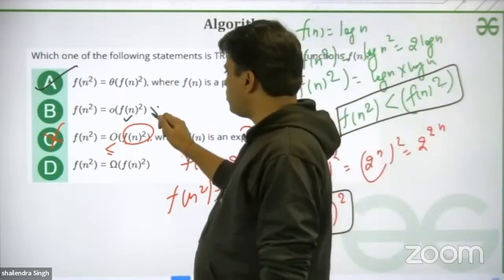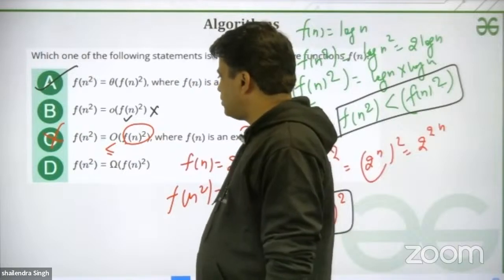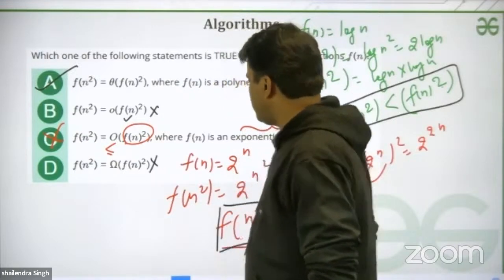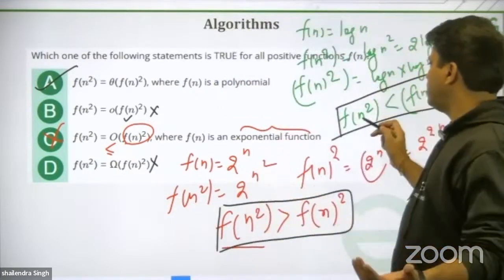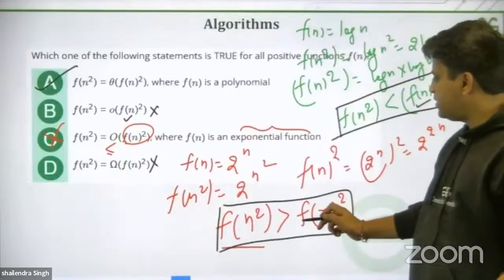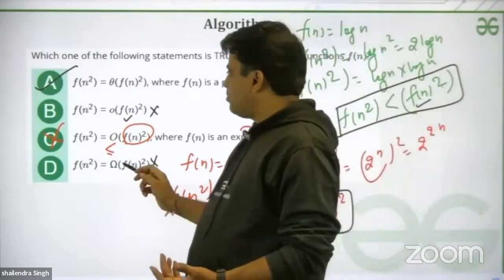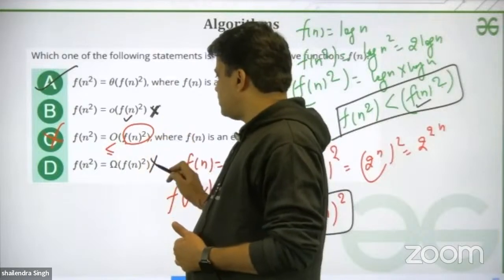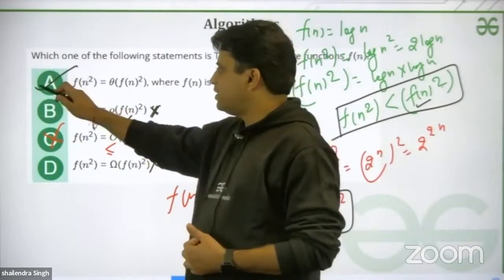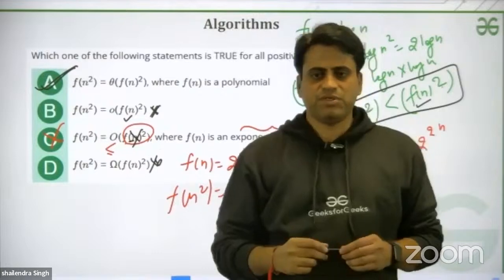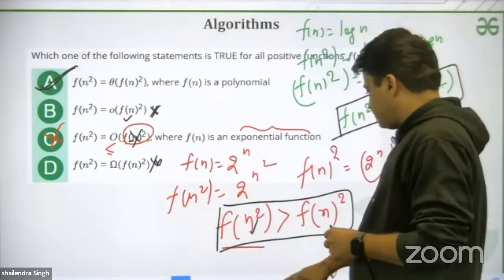So that's why, if the function is not given, then the answer is false. It depends on the function. If the function is logarithm, then this one is the upper bound. If the function is exponential, then this one is the upper bound, right? So we cannot predict the answer. So this is false, and this is false, and this one is false. So the right answer is A. Only A is the correct answer. Okay, student. Now come to the next question.